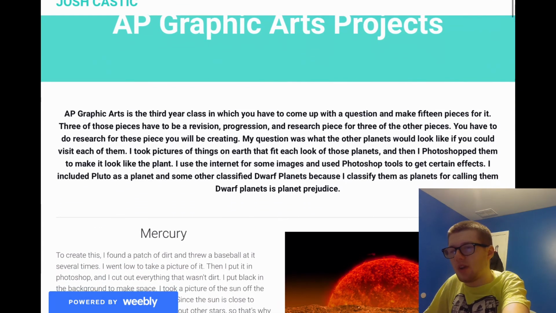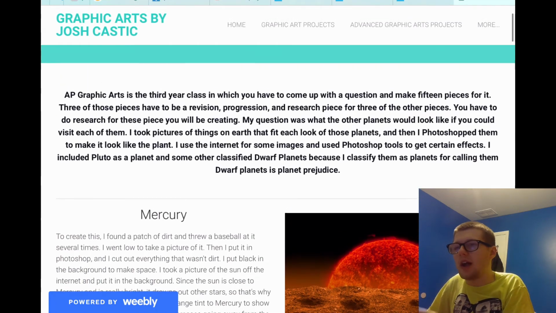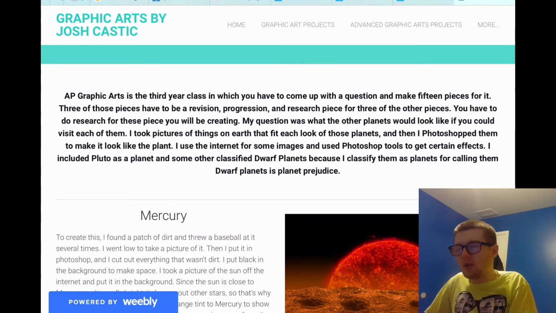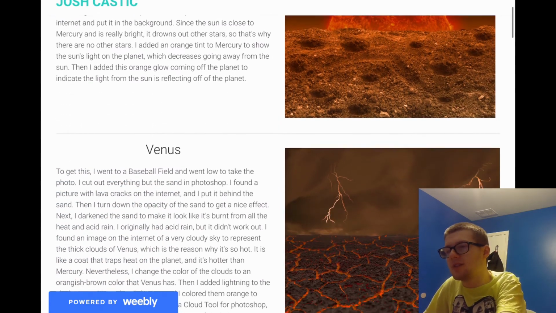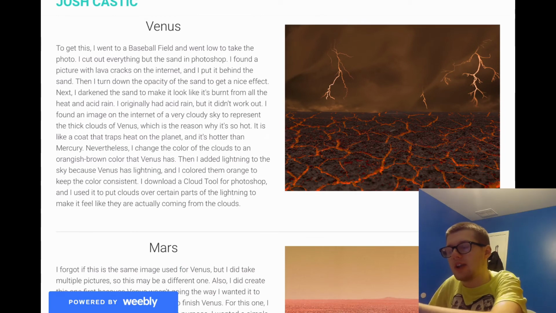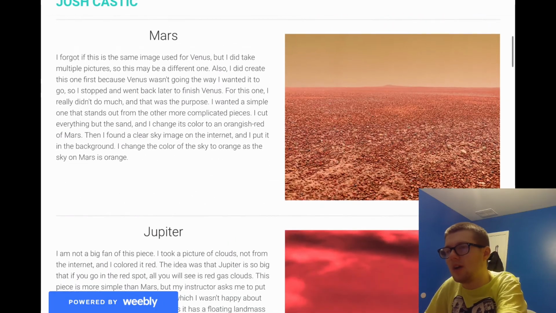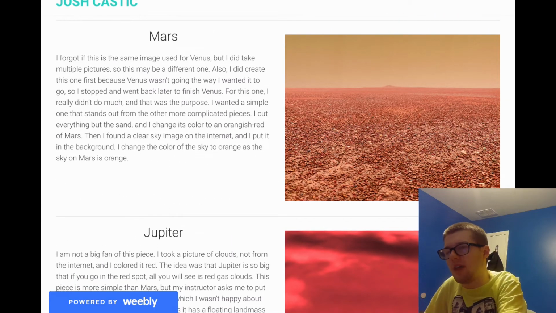So this one, my question was, what would the planets look like if you were able to visit using the landscapes of Earth? So this Mercury was actually dirt that I threw rocks at. I mean, not rocks, a baseball at it multiple times. This one was actually a baseball field that I kind of fused with a lava thing. Pretty cool. Another baseball field for that.